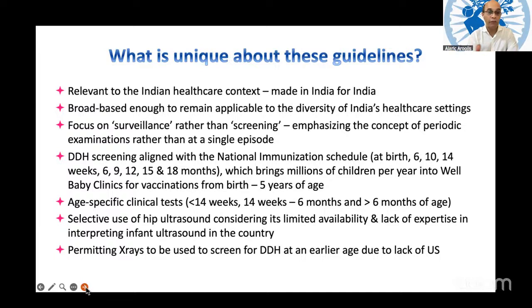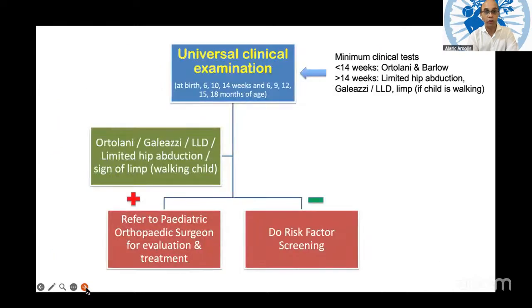We have lowered the age for which an X-ray can be done, because we know that X-rays are easily available in the country and they can be used as a screening tool even at a younger age, thanks to the IHDI classification. So of course, this is all available on the website. I'll try and break this down for you very quickly.